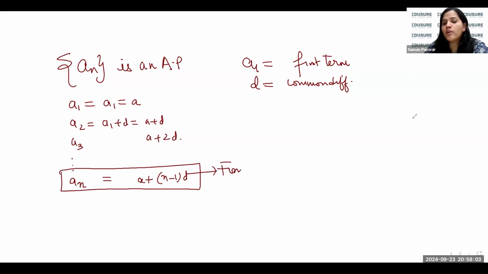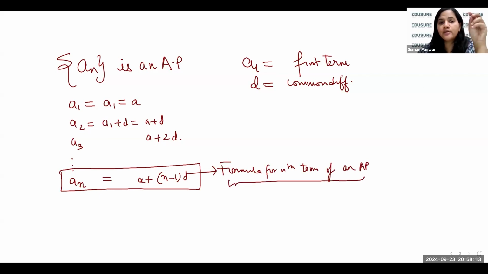This is the formula for the nth term of an arithmetic progression. So how do we calculate the nth term? Take the first term plus n minus 1 times d, where d is the common difference. So now this is the formula for the nth term of an arithmetic progression. We need one more formula.